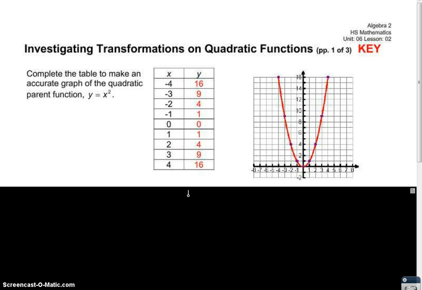The next thing says, in the items that follow, use a graphing calculator to compare the graph of y equals x squared to various transformations of this parent function. We're going to sketch the graphs and then discuss the conclusions. If you don't have a graphing calculator, that's okay. I will actually have the graphing calculator on the video for you to see exactly what happens. So I want you to copy these down and let's look at problem number 1.